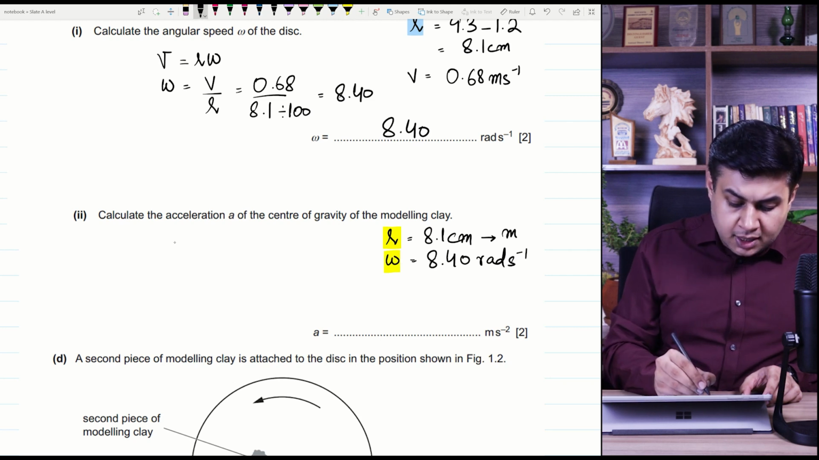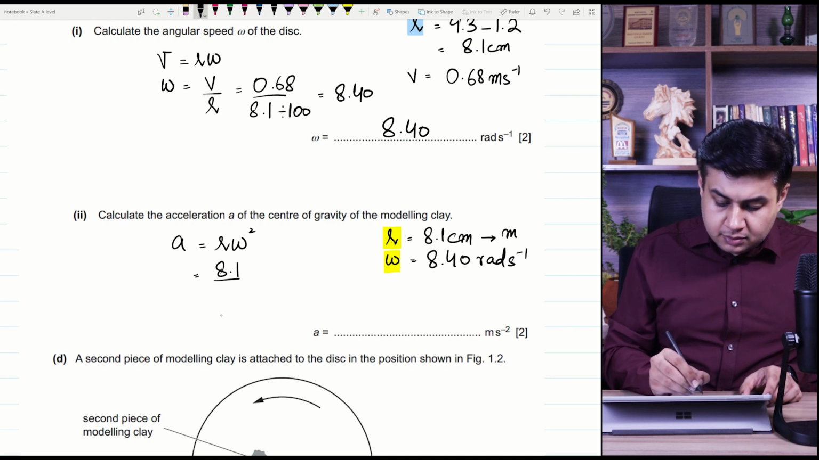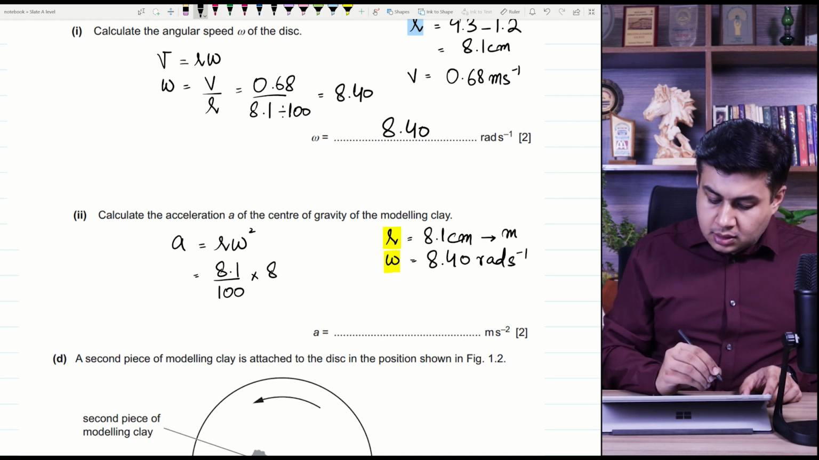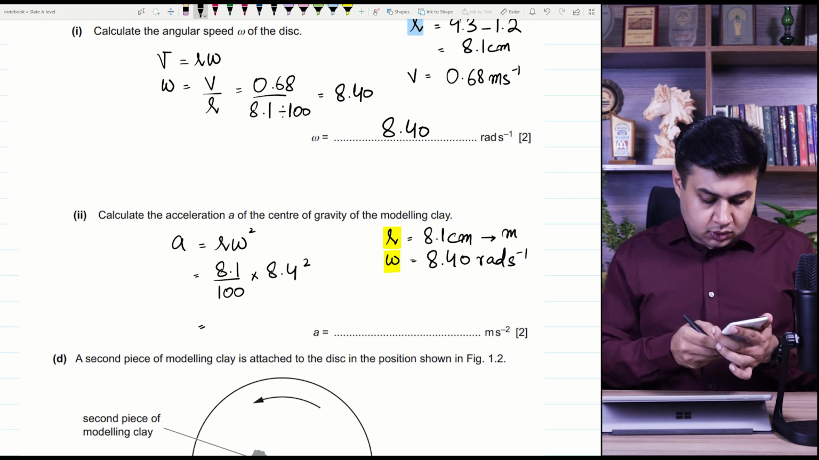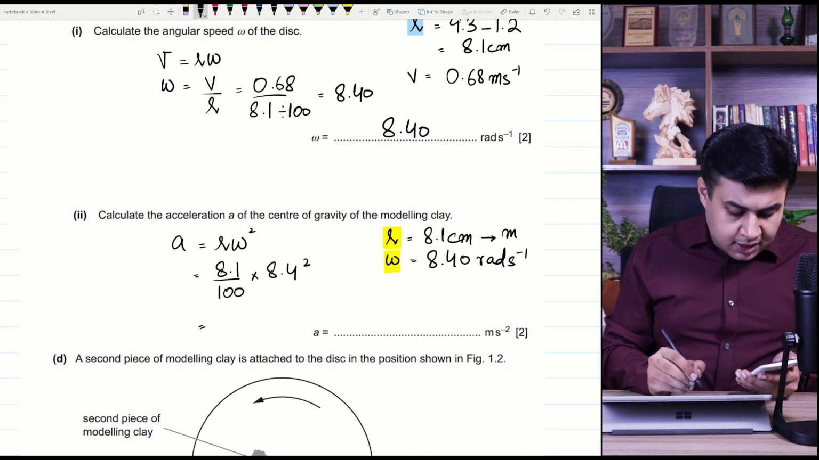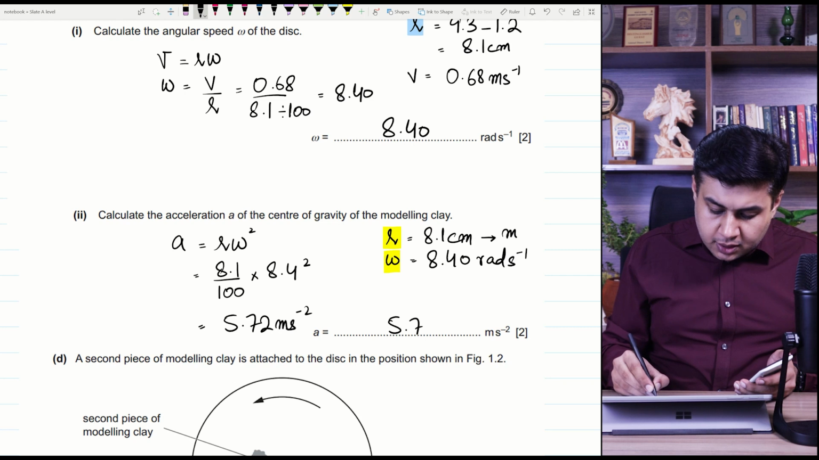You will use this formula: acceleration is equal to r omega square. So radius is 8.1 divided by 100, multiplied by omega, which is 8.4 square, right? So 8.1 divided by 100 multiplied by 8.4 square. Your answer is 5.72 meters per second square.